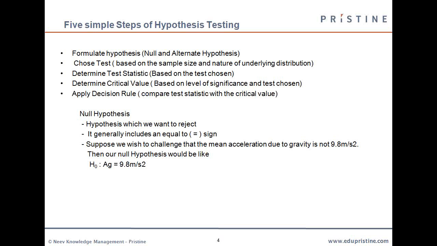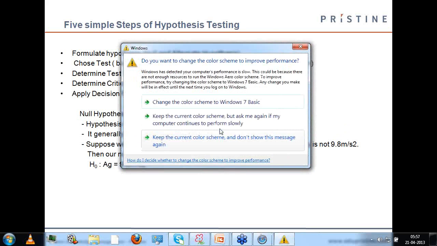The null hypothesis is the hypothesis which we want to reject. It generally takes an equal to sign. For example, suppose we wish to challenge that the mean acceleration due to gravity is 9.8 meters per second square. In this case, our null hypothesis would be that acceleration due to gravity equals 9.8 meters per second square. It is basically representing the status quo which we have at the moment. And our alternate hypothesis will represent the hypothesis which we believe, and for which we have certain data to back it up.